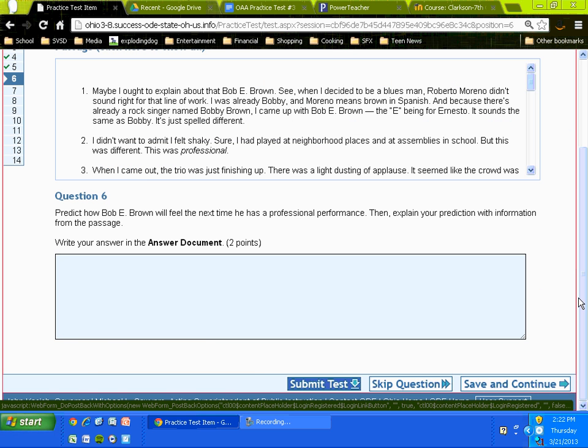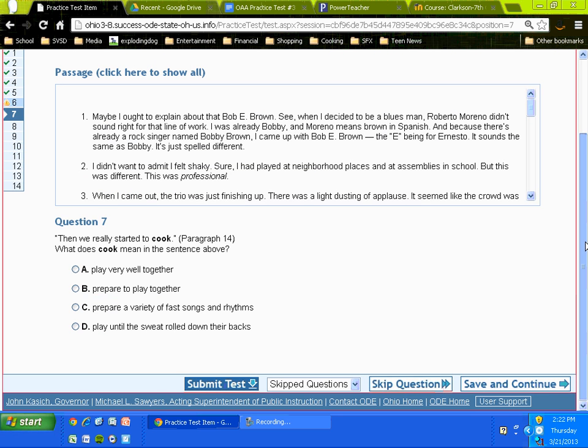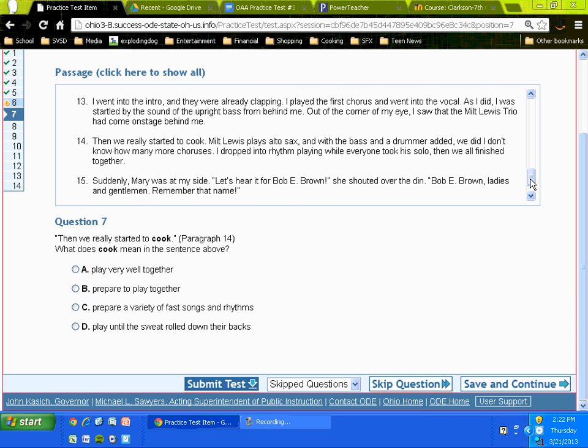Okay, we will skip the written response for the moment. Then we really started to cook. Paragraph 14. What does cook mean in the sentence above? Paul, would you mind rereading 14 for us, please? Then we really started to cook. Milt Lewis played also, sat in with the bass and a double hat. We did, I don't know how many more choruses. I dropped into rhythm playing while he joined the solo, and we all sang it together. Excellent, thank you. Lizzie, can you summarize that paragraph for me a little bit? What's happening in that paragraph?